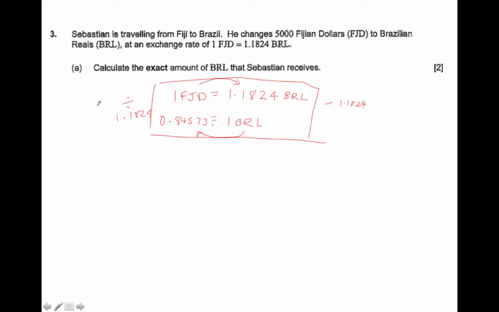Right, question 1. Calculate the exact amount of Brazilian real that Sebastian received. So he's changing 5,000 Fijian dollars. So 5,000, and we're going from Fijian dollars into real, so times 1.1824. So let's give it exact, so it comes out as 5912 Brazilian real.